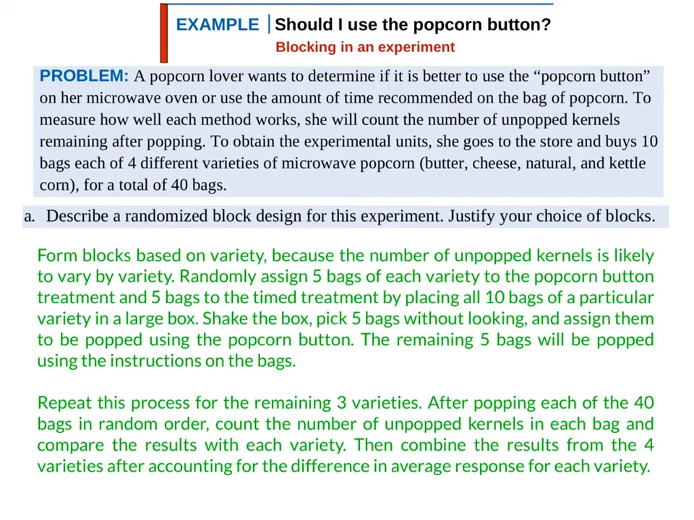So after popping each of the 40 bags in random order, count the number of unpopped kernels in each bag and then compare the results with each variety, much like the dot plots on the smartphone keyboards. And then we're going to combine the results from the 4 varieties after accounting for the difference in average response. So essentially the average number of kernels left over.